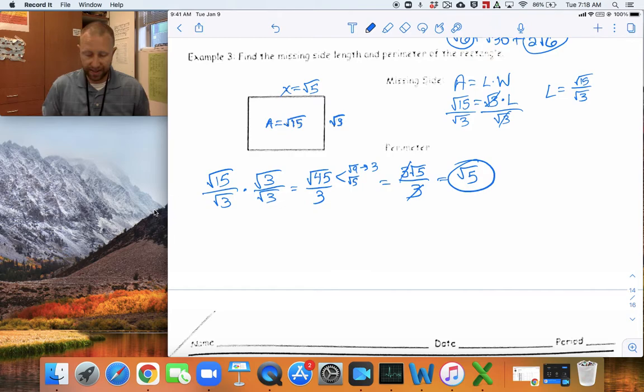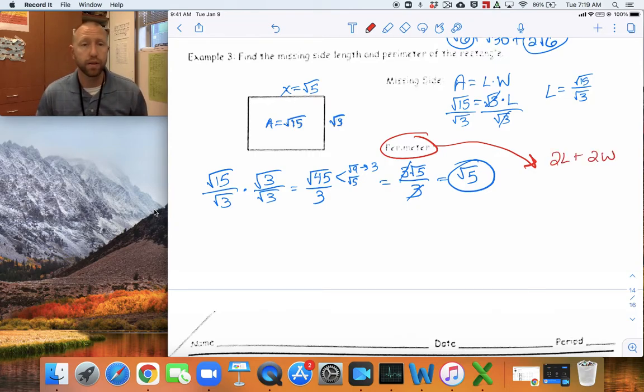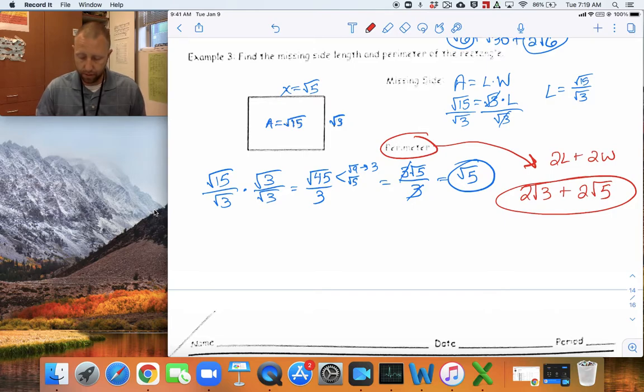Okay. So we found the missing side. I'll do the perimeter in red. So let's do this over here, right? The perimeter, again, of a rectangle is 2 times the length plus 2 times the width, right? So I know the length and I know the width now. So it's 2 times radical 3 plus 2 times radical 5. Now, unfortunately, those aren't like terms, so I can't combine those, and that's really all I get. You know, I should put units at the end, but that's all.